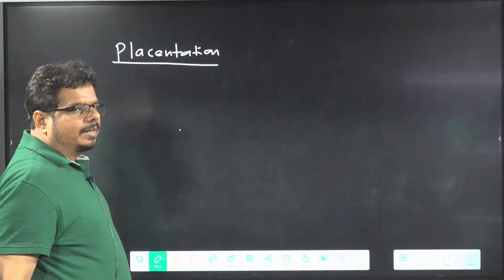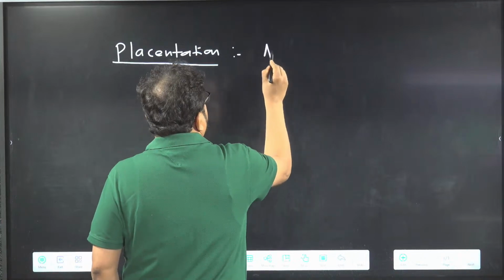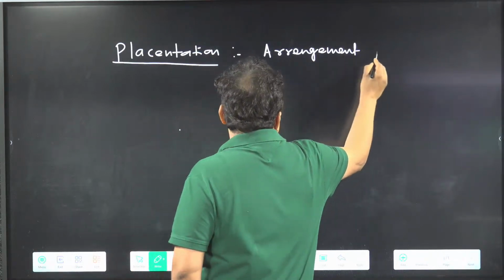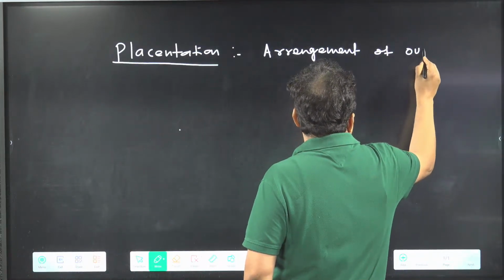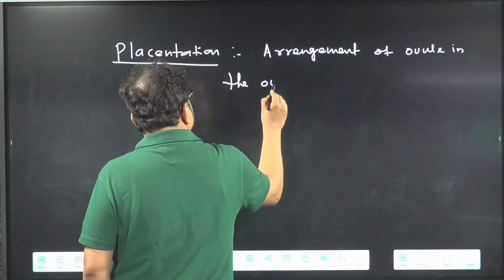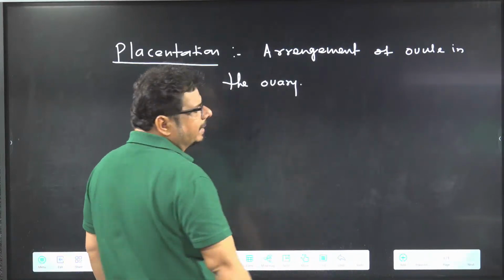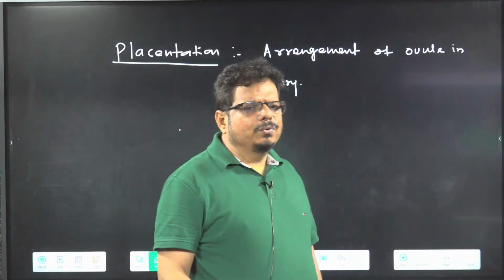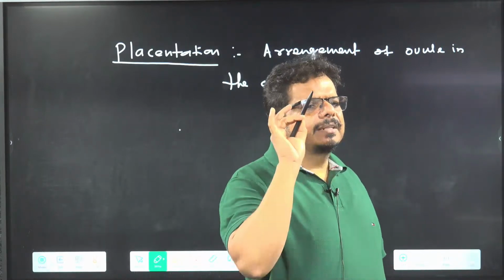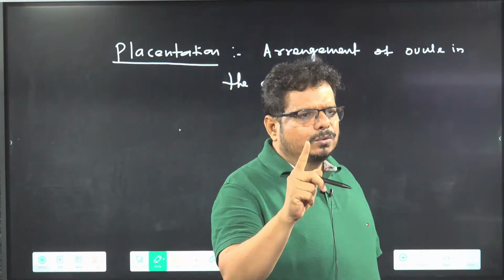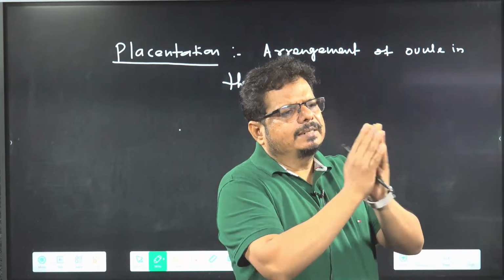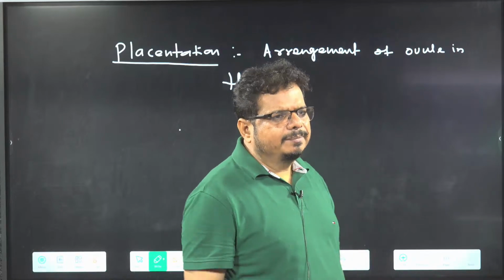What is this placentation? Arrangement of ovule in the ovary is called placentation. Because, as you better know, ovules attach to the wall of the ovary, and wherever they attach, a cushion-like structure is present. Cushioning is there, and that cushion is basically the placenta. Getting the idea? Clarity came or not?